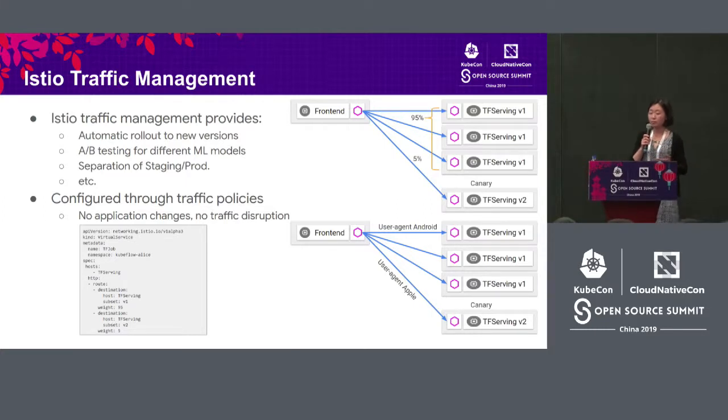By doing so, you can achieve functionalities like automatic rollout to new versions, A/B testing for different machine learning models, separation of a staging environment and a production environment, and a lot more. All this can be configured through traffic policies, and I just showed a traffic policy here. There are no application changes required, and there's no traffic disruption.